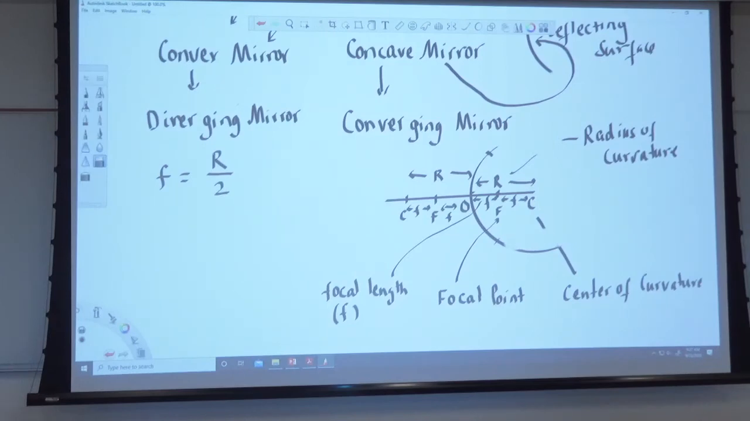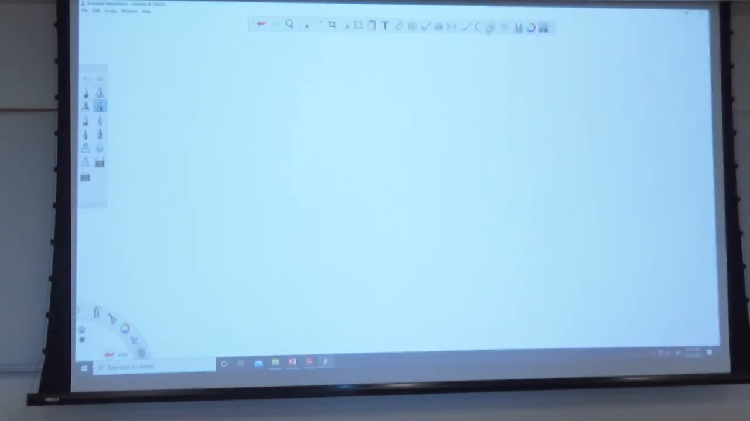These are some of the properties that we need to know to deal with the mirrors. For any mirror, let me draw the mirror again here. So we have a straight line. In this case, let's say we have a concave mirror. Concave would be this inner part is the reflecting surface.